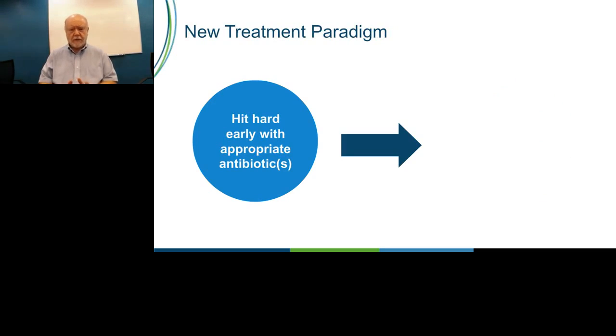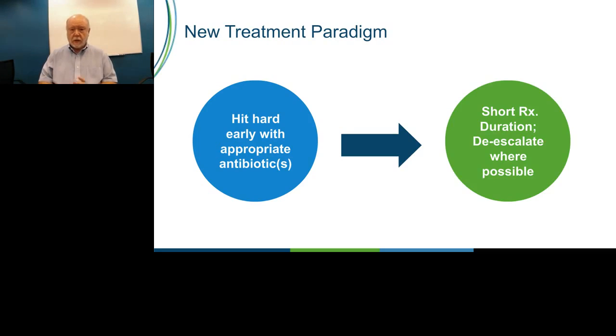However, a hypothesis was proposed in 1913 by Paul Ehrlich, and his philosophy was to hit hard and hit early. Now, this is actually 20 years before the advent of antibiotics, but nevertheless, he called it chemotherapy. So in 1913, Paul Ehrlich came up with frappe forte, frappe vite, which is hit hard and hit early with an appropriate antibiotic. And if you use the right antibiotic, and it works in a killing fashion, then you should be able to work for just the right period of time, kill the bacteria and get out. So short duration of treatment, and where appropriate, you can scale down.